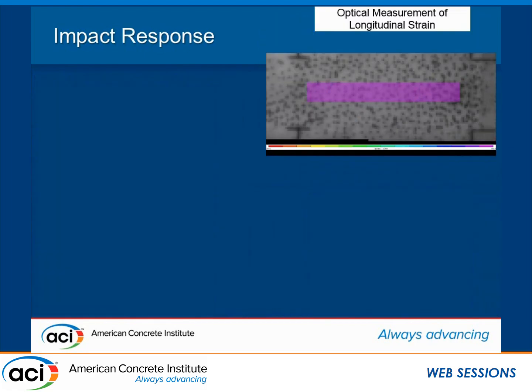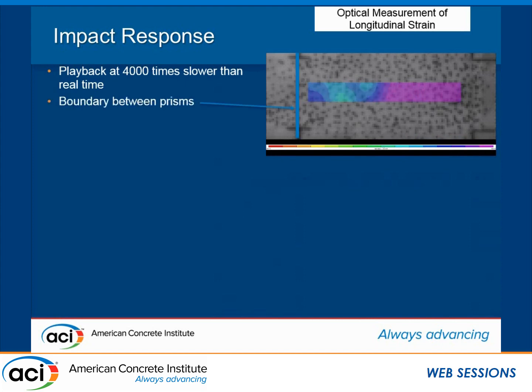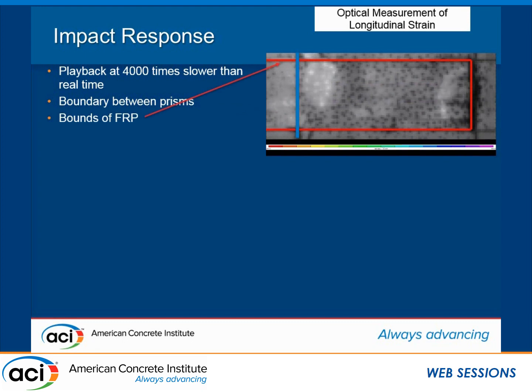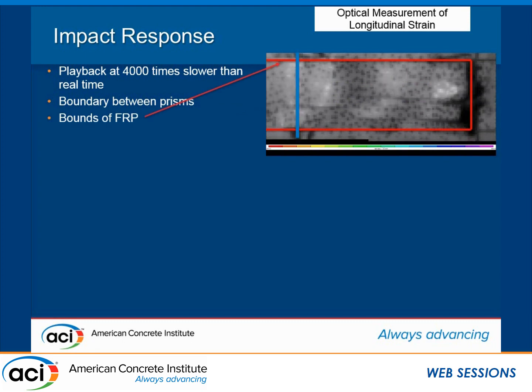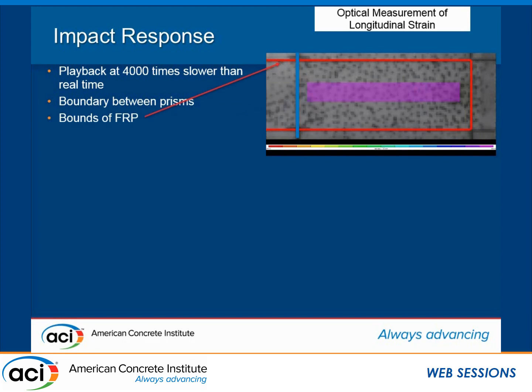This is the optical measurement of strain. This is the strain field, and the colors represent the strain itself. This is 4,000 times slower than real time. Here's the boundary between the two prisms. We've got the other side of the prism here, and we're pulling apart there and way over there. In here are the bounds of the FRP, and here's where the failure is, so you can start to see that.